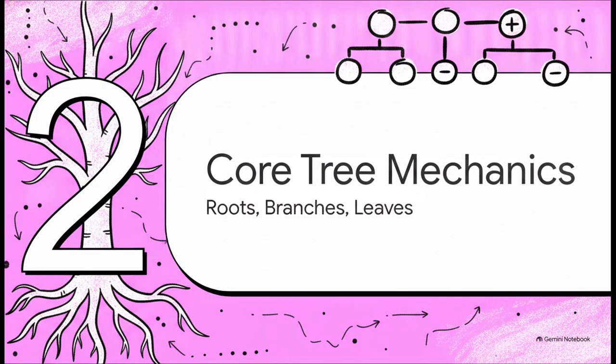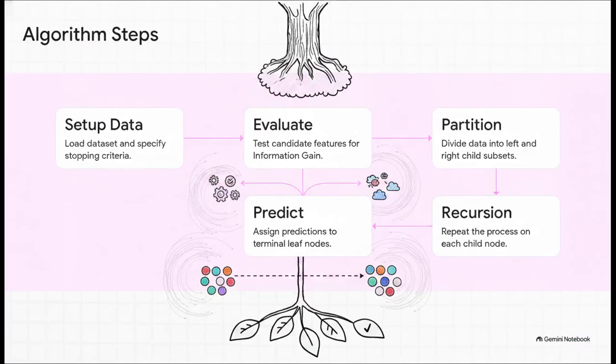Moving on to Section 2, core tree mechanics, roots, branches, and leaves. Let's look at how this builds structurally. Picture an upside-down tree. It starts at the top with a root and grows downward. The algorithm uses what we call a greedy top-down approach. Basically, at every single step, it looks for the absolute best immediate choice without worrying about what's coming in the future. Let's walk through it.